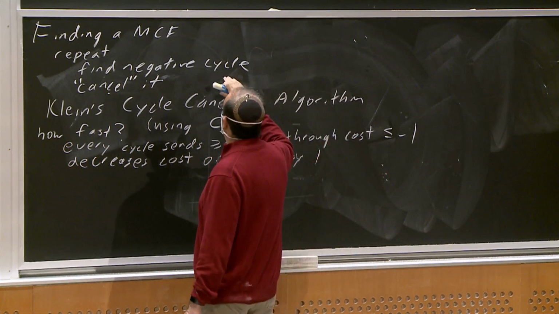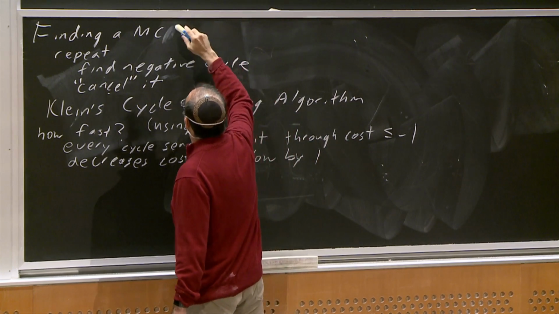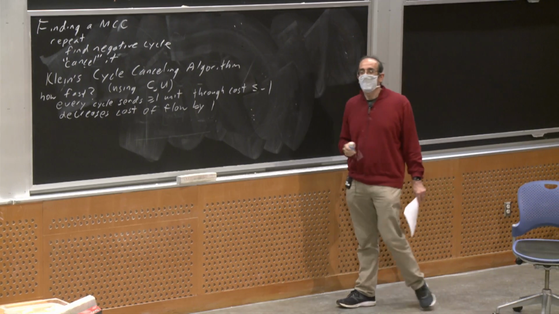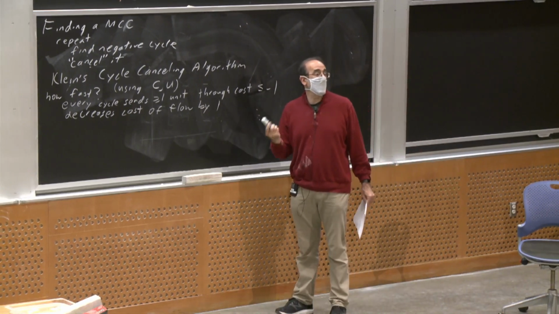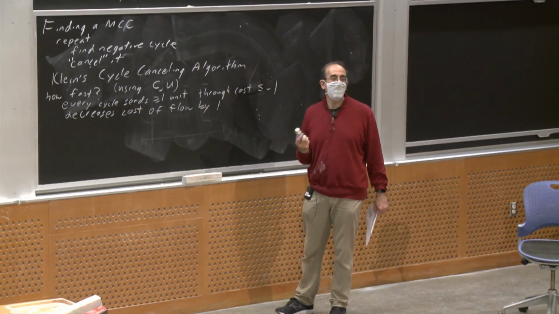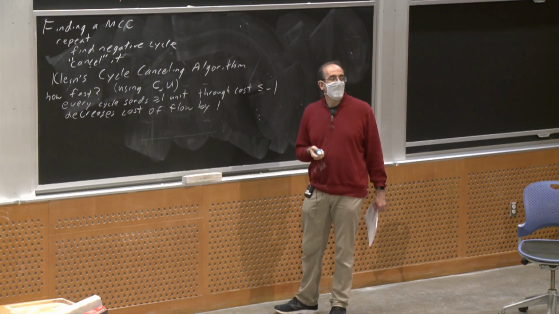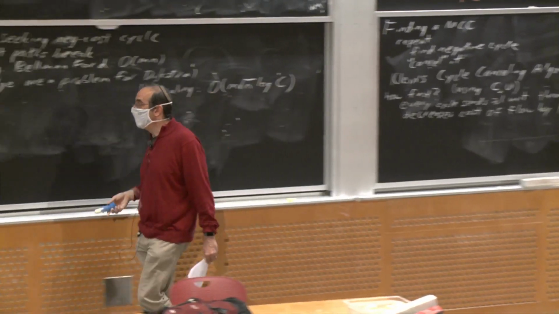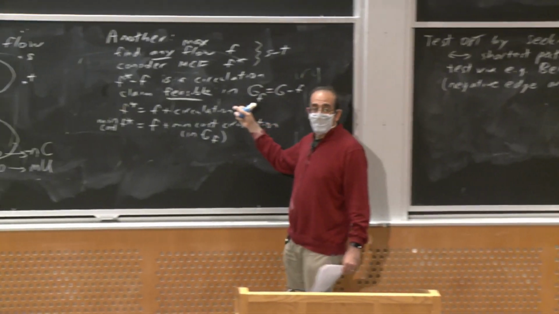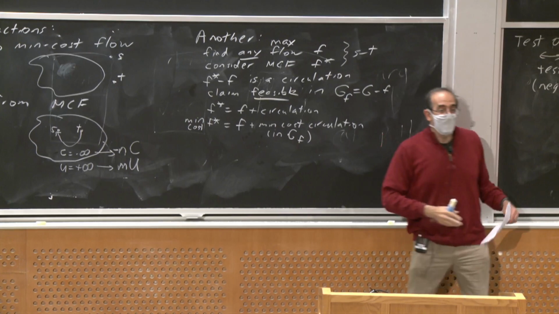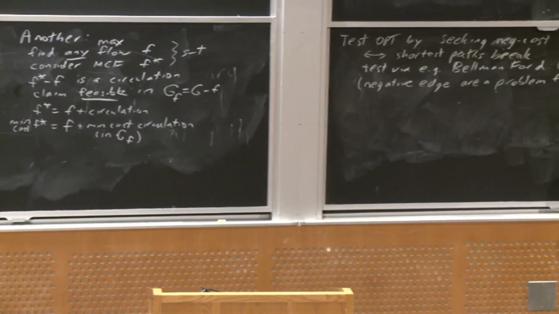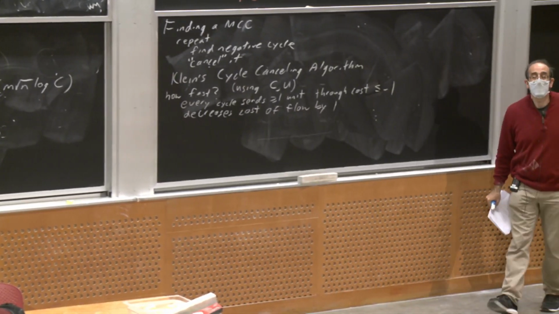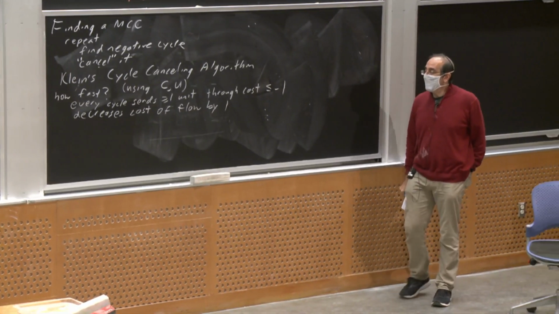Actually, I should say, this is actually a min-cost circulation algorithm, right? If we're just looking for cycles, we're not actually changing the amount of flow going anywhere. We're just moving the flow around. But we can use the reduction that I described over here. Basically, we find a max flow first, and then we turn it into a min-cost flow using Klein's cycle canceling algorithm. Okay? So we make progress.